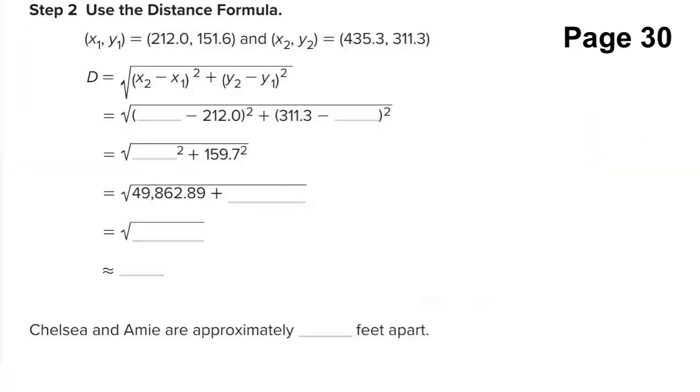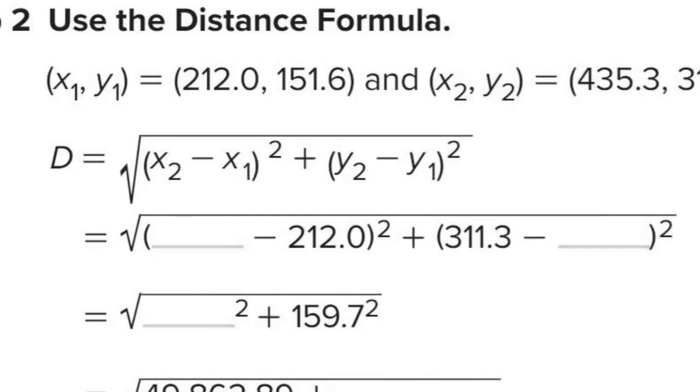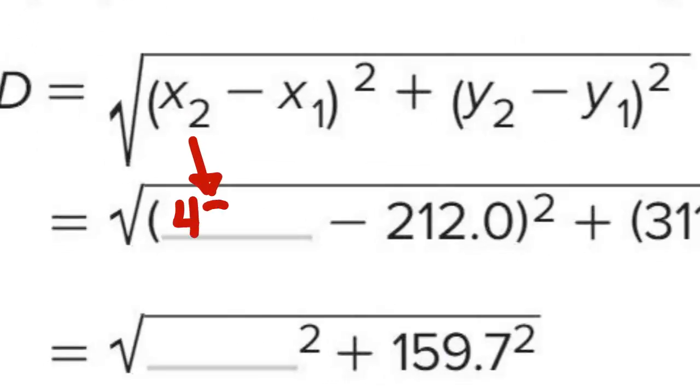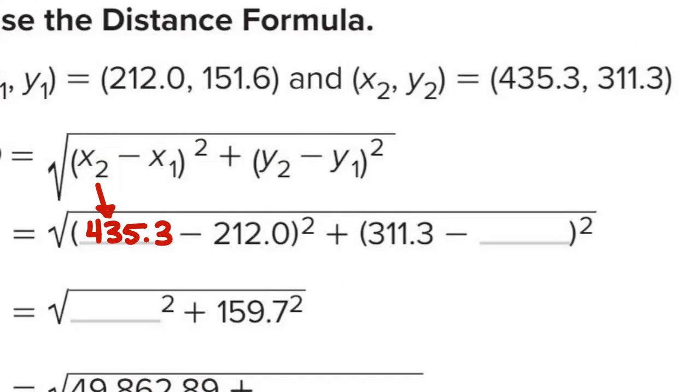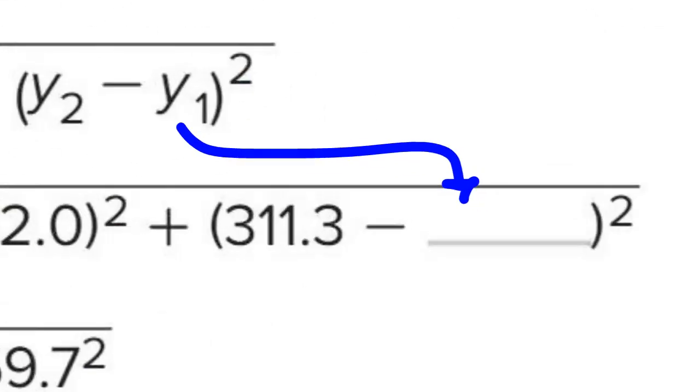And from there we decide our point 1 and our point 2. They listed what we're gonna use for x1, y1, x2, y2. What are we going to fill in here for x2? 435.3. What about back here in the place of y1? 151.6.